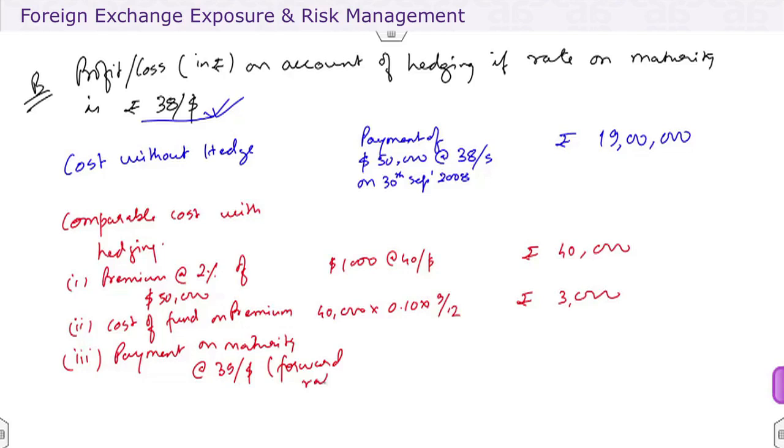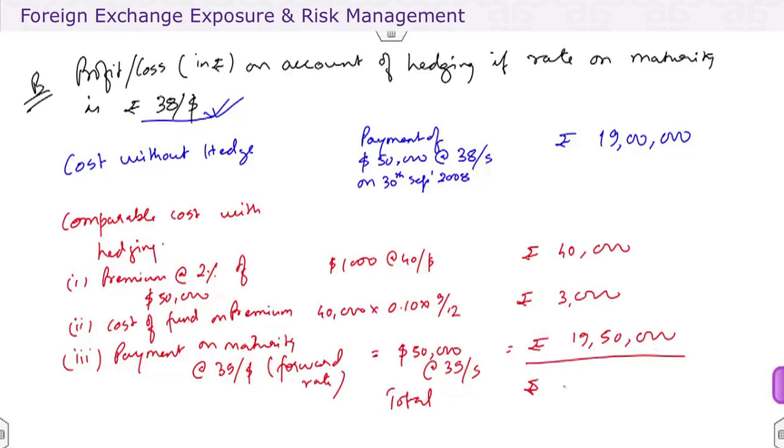Okay, the forward rate that you have entered, we said that this rate is committed, communicated and obligatory on both. So in this case you will be paying $50,000 at 39 to a dollar, so it comes to rupees 19,50,000. So your total cost is the same, that is rupees 19,93,000.